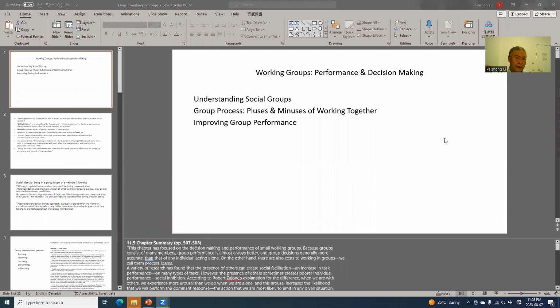This chapter talks about groups or social groups. The most familiar types of groups for most people are probably functional groups. For example, your work teams, these are social groups. How do we become good team players or bad team players? How do we improve our teamwork? These are the topics of this chapter.